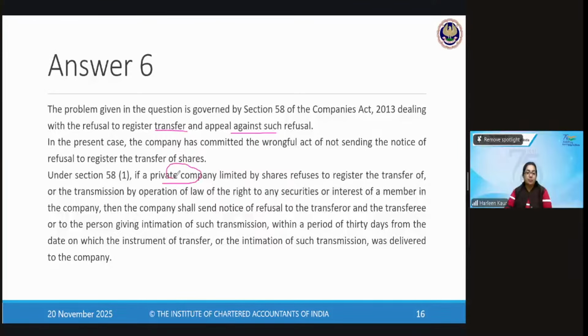If it is a private company and it refuses to register the transfer, then the company will send a notice of refusal to the transferor and also the transferee, or to the person giving intimation of such transmission, within a period of 30 days from the date on which it should have been delivered. So that is the period of 30 days.